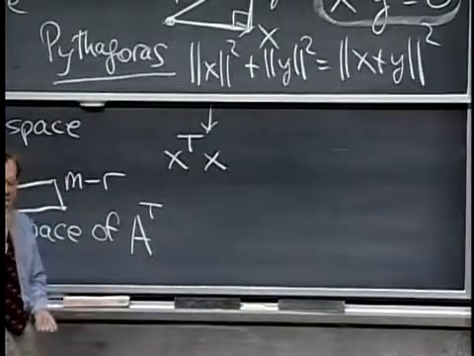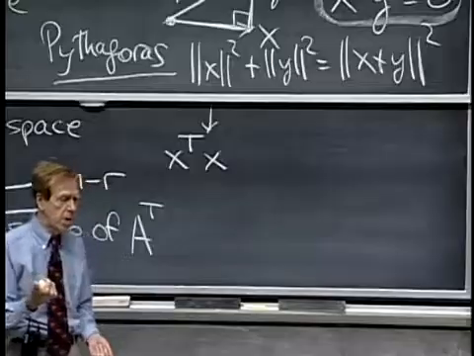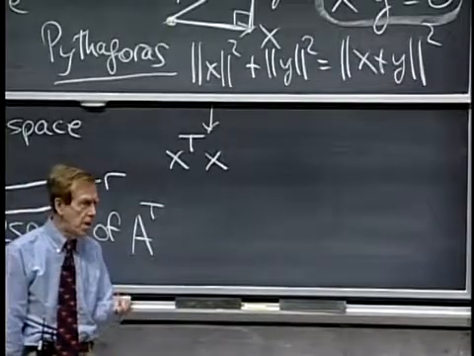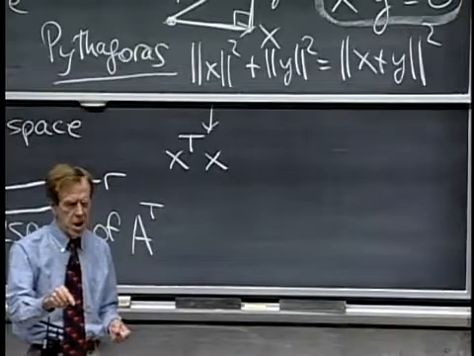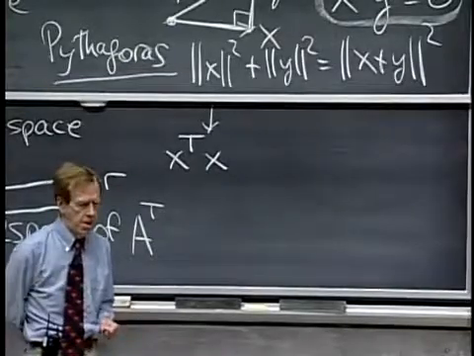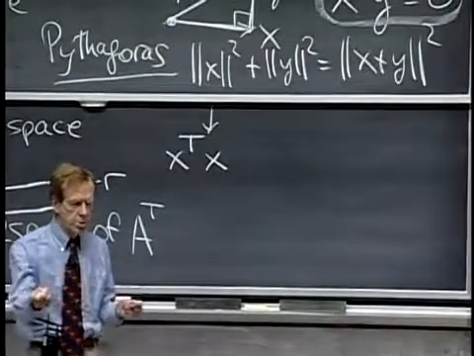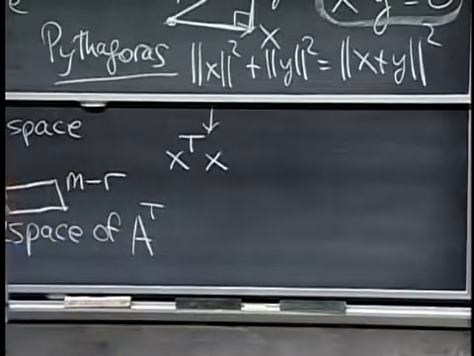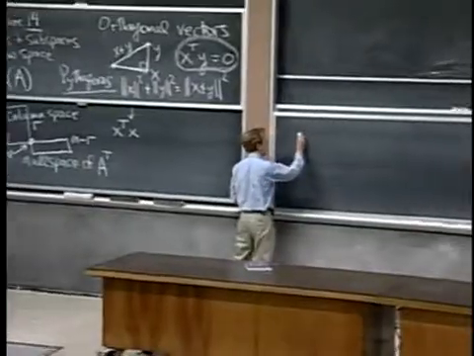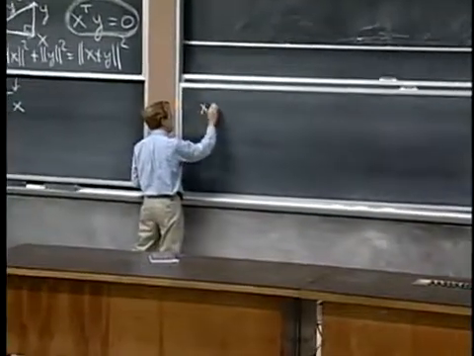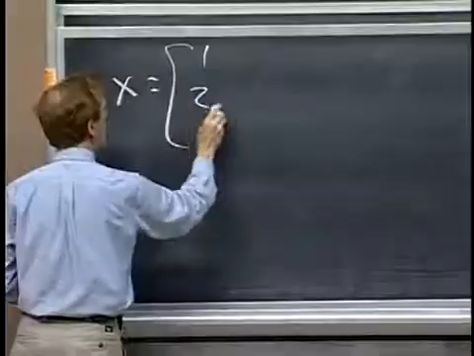So in the example I gave you, what was the length squared of that vector 1, 2, 3? You square those, you get 1, 4, and 9. You add, you get 14. So the vector 1, 2, 3 has length squared 14. Let me just put down a vector here. Let x be the vector 1, 2, 3.